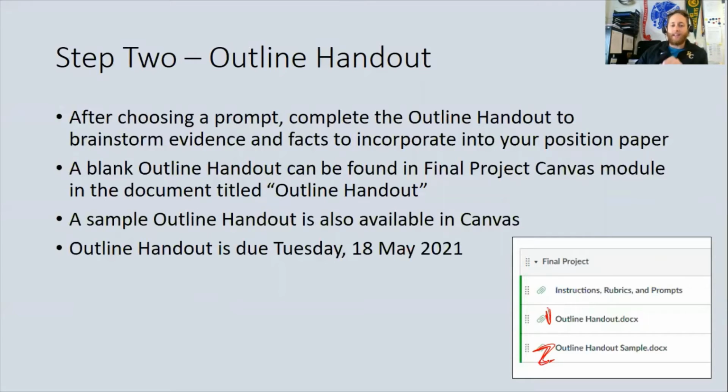The outline handout is due Tuesday, May 18th. So please have that into me ahead of time in order to receive credit. And if you do a draft of your outline handout and you're not 100% positive that you're going to get a 10, if you submit it to me before the deadline and ask me to review it, I will give you feedback, and then you can take that feedback to get a higher score when you submit your final outline handout.